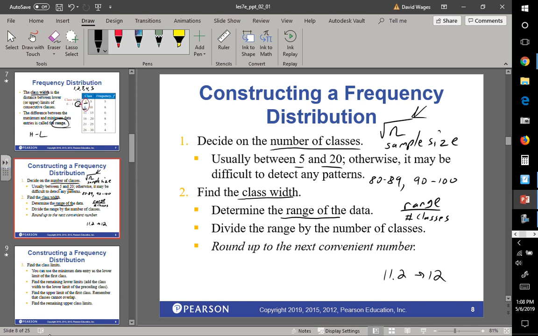Think about if we rounded that down, then by the time we had gone through all of our classes, there's that much of each class that's unaccounted for. So there may be several pieces of data at the upper end that don't even fall into one of our categories. So we round up to make sure that it's plenty wide to take care of our entire range of data.